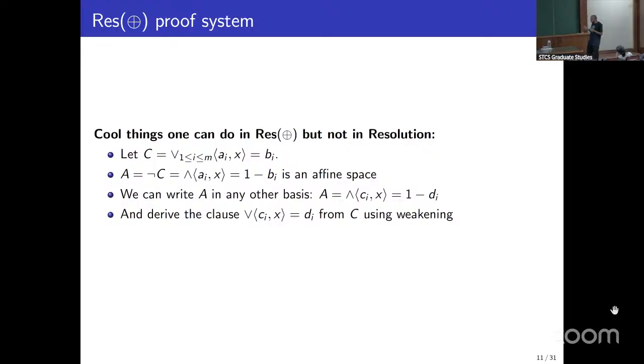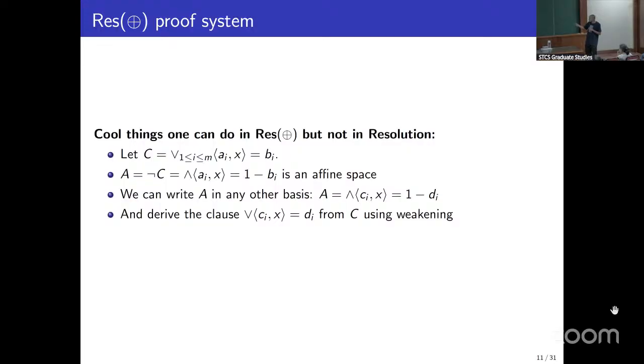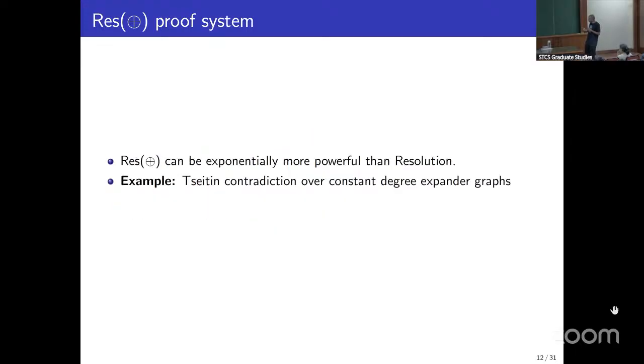So you'll be able to derive this other linear clause from the original linear clause using weakening, because semantically they are equivalent. And now we have a very different form of the same linear clause. So you can use this new form to resolve against other linear clauses. And this can give you more power. And it's indeed known that ResLin is exponentially more powerful than resolution.